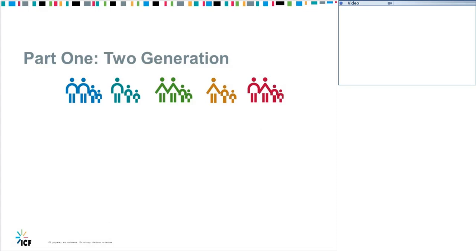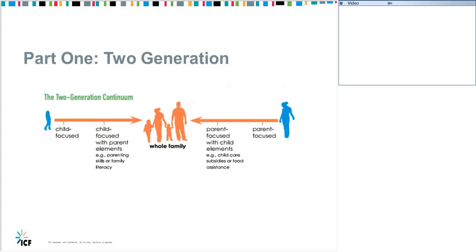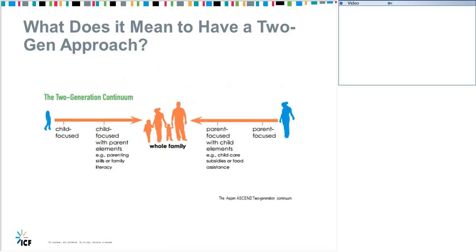The most probably famous of the two-gen models is from Aspen's Ascend. Many of you may have seen this before. All credit to them for the graphic. These are not our graphics. And the concept here is that the historical approach to family service is that you had parent-focused programs and you had child-focused programs. And Kristen did an admirable job of talking about the implications of that lack of coordination.